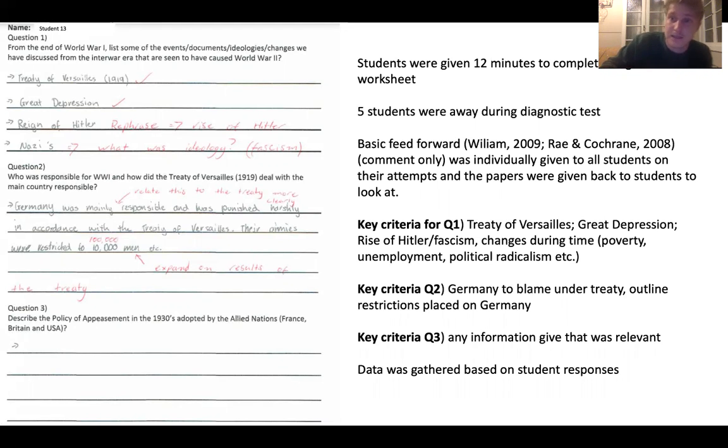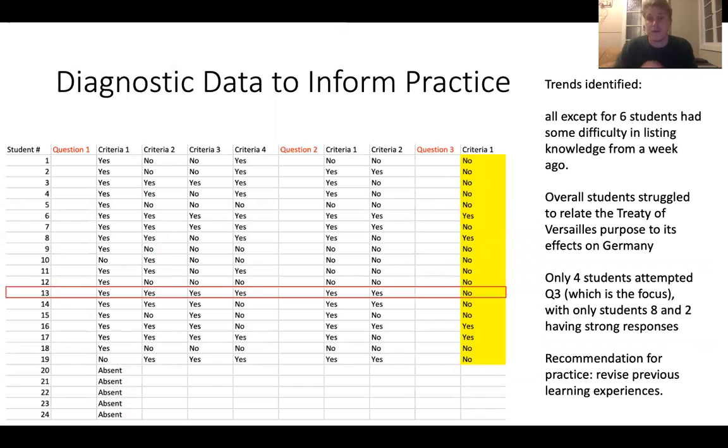Now this is the key learning area for our experiences, and that was a common factor that we see here in the yellow. Basically, none bar 4 students had any idea what appeasement was. Within the rest of the data, we see that a lot of students had a lot of knowledge gaps. Basically, the recommendation from this was to revise the previous learning experiences.